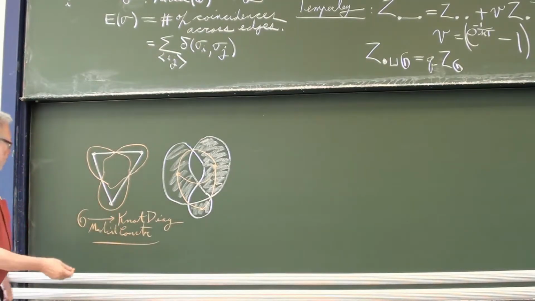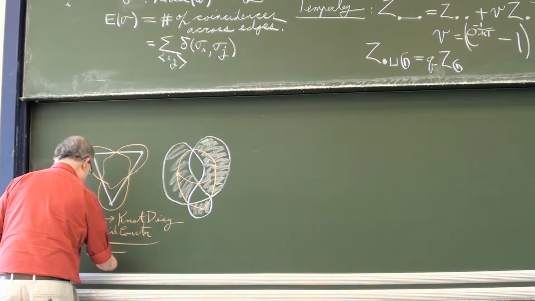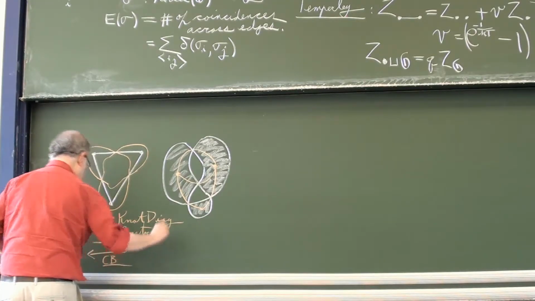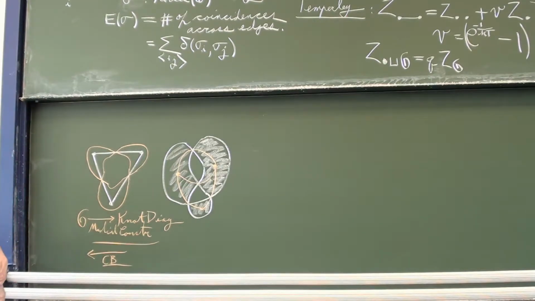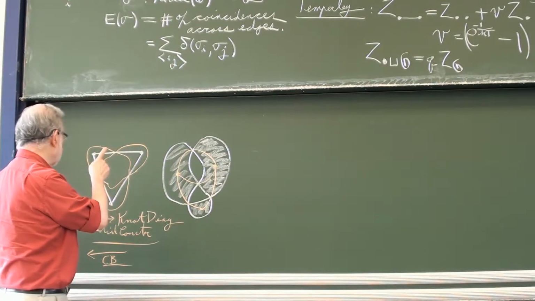And from knot diagram to graph is called the checkerboard graph construction, usually by knot theorists. These constructions were discovered independently by knot theorists maybe in the 1920s, and by people doing statistical mechanics and things later on, and probably by graph theorists as well.